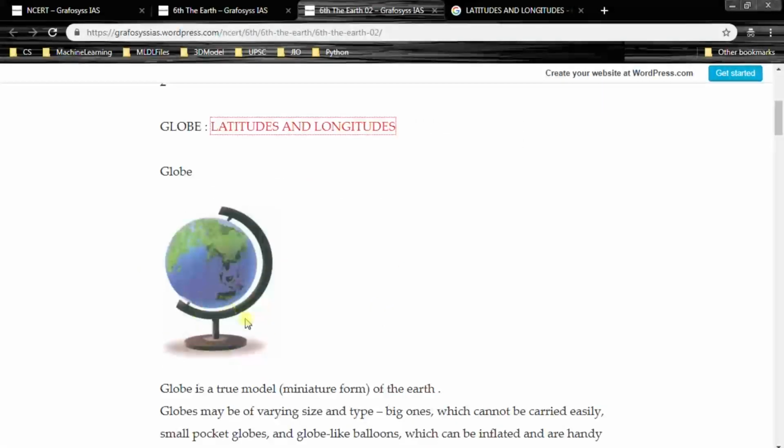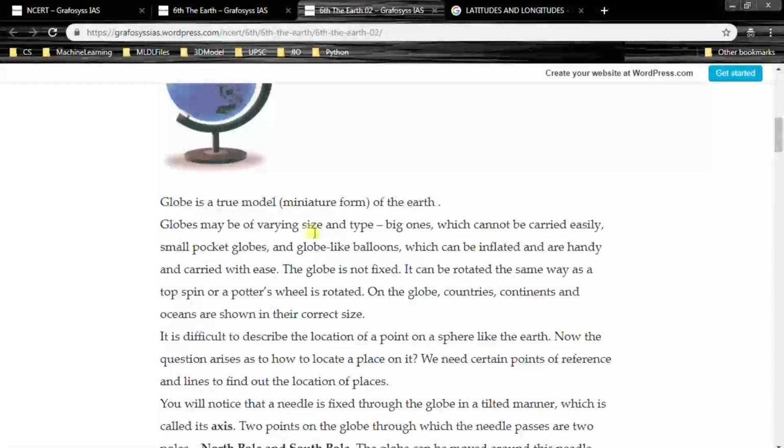This is the globe. Globe is a true model of the Earth. This is the miniature model of the Earth. Everyone must have seen it. Globes may be of varying size and type. Big ones which cannot be carried easily, small pocket globes and globe-like balloons which can be inflated and are handy and carried with ease.